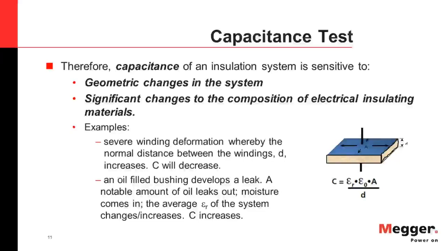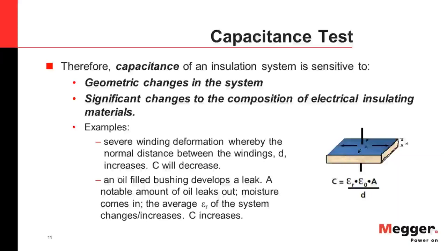And so, just two really simple examples. If we have very severe winding deformation in a transformer, whereby the normal distance that separates the, say, high voltage and low voltage windings were to increase, then capacitance will decrease by this equation. And meanwhile, a bulk oil-filled bushing, if that were to develop a leak, whereby a notable amount of oil leaks out and moisture, of course, gets in by the same way the oil leaked out, then the average dielectric constant of the system increases, and then capacitance will follow along and increase as well.